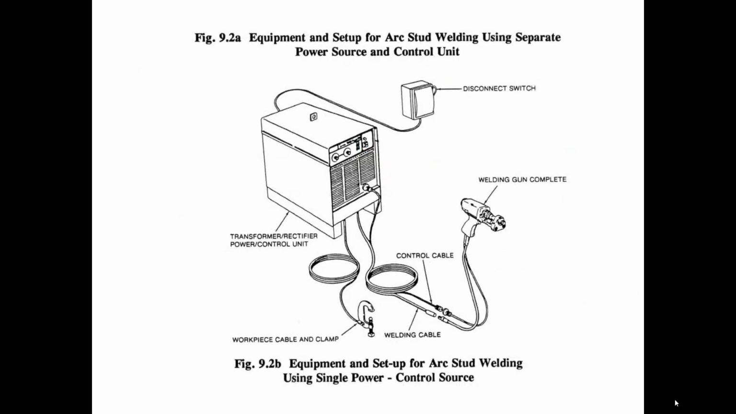This is what the setup might look like. You have a welder just like any other welder, but the leads are a little different. You've got a ground lead that would clamp to the workpiece to ground it, and then you've got your welding cables that connect to your welding gun. Right here on the end of this welding gun, there'd be some guides that you would place that stud in, and it's basically as simple as pulling the trigger and pushing down, and it'll weld the stud to the plate.